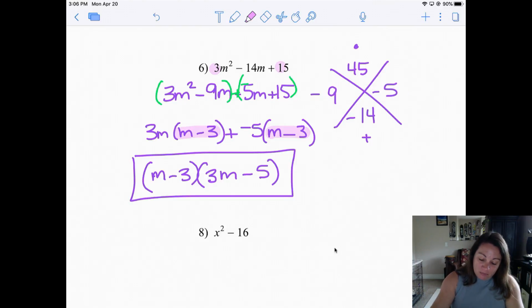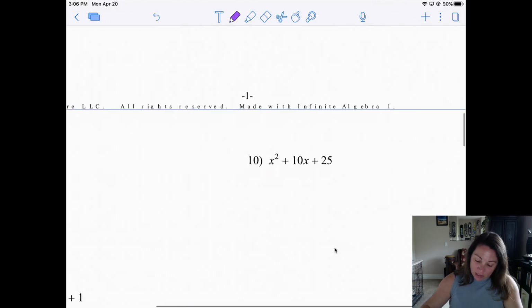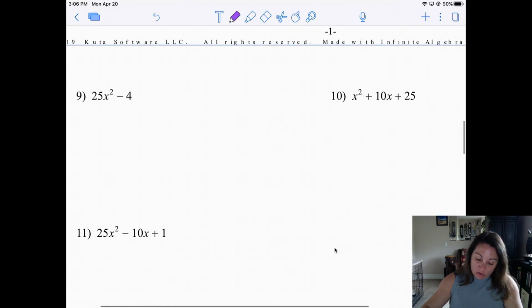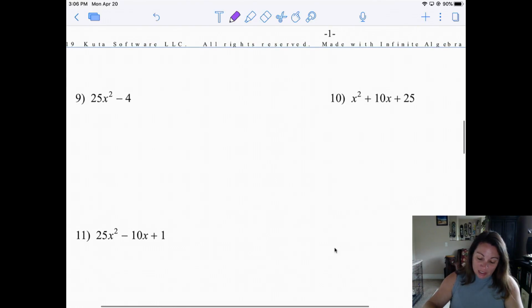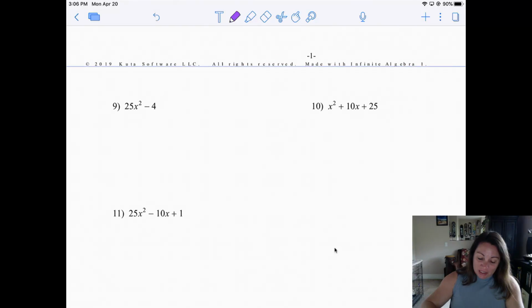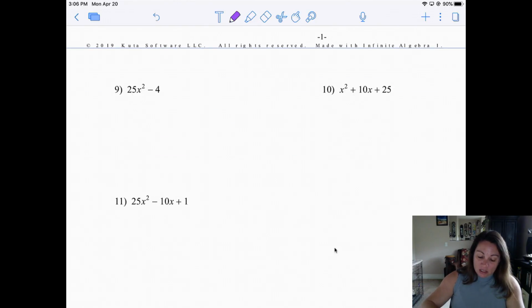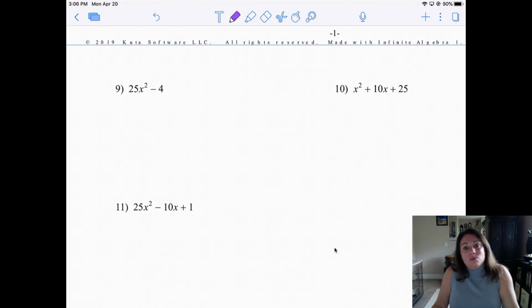Okay, the next problem, number 8. Wait, I think I want to do, no, I'm going to do number 9. That's right. Number 9. I'm doing number 9 because guess what? It's a little trickier than number 8, but that's okay. I like to do the harder ones and let you guys figure out how to handle the easier ones.